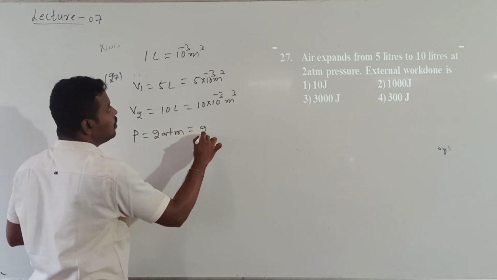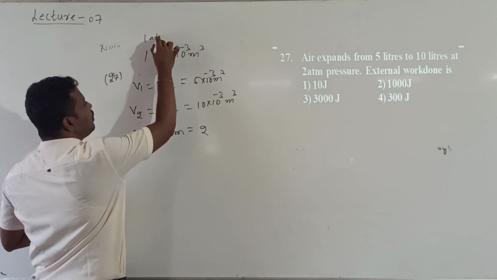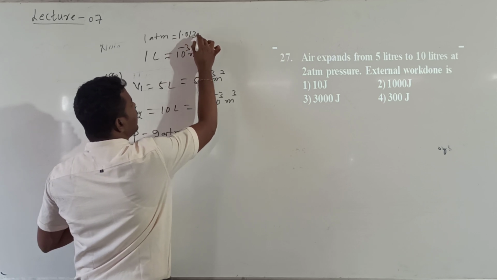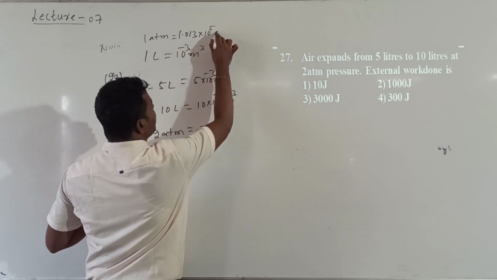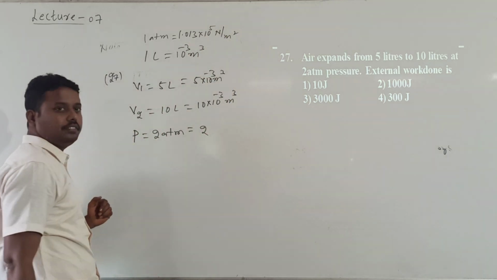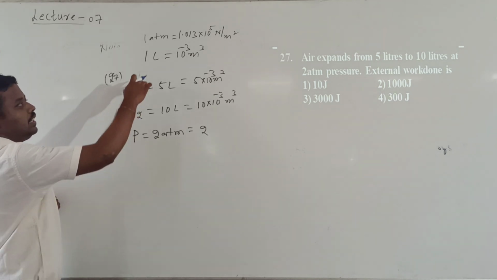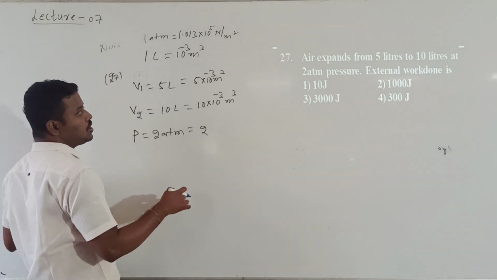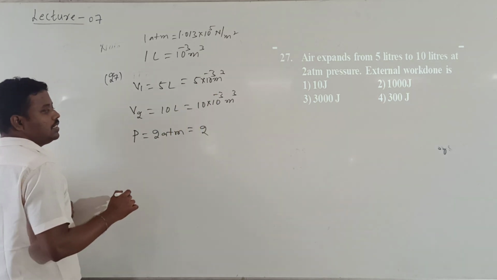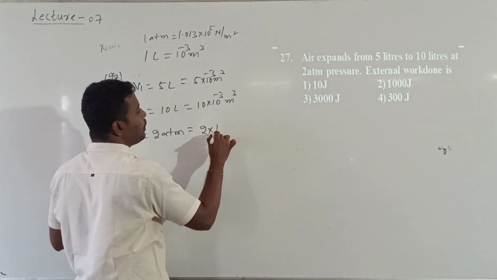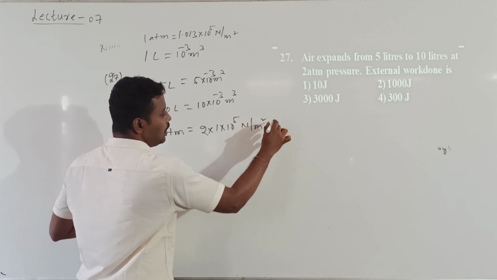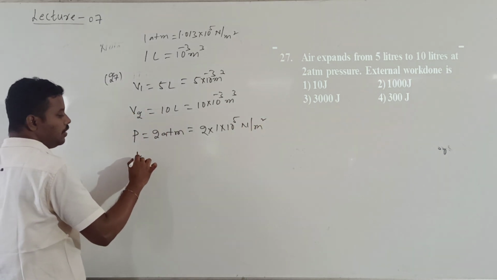So 1 atm value, conversions are very important. 1 atm is 1.013 into 10 to the power of 5 Pascal or Newton per meter square. Okay? Because all are in the same SI system, so conversion from CGS system to SI system. So pressure is 2 into, I can take 1 atm approximately 1 into 10 to the power of 5 Newton per meter square. They are asking us to calculate the external work done.